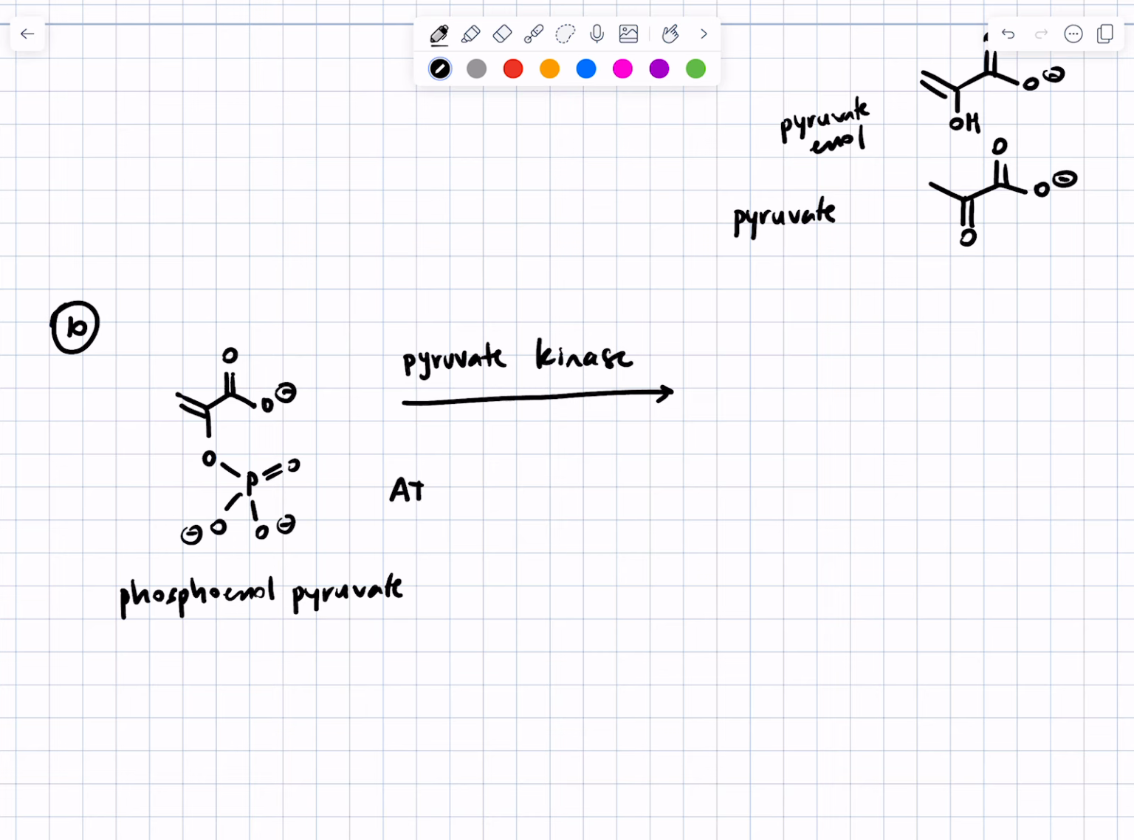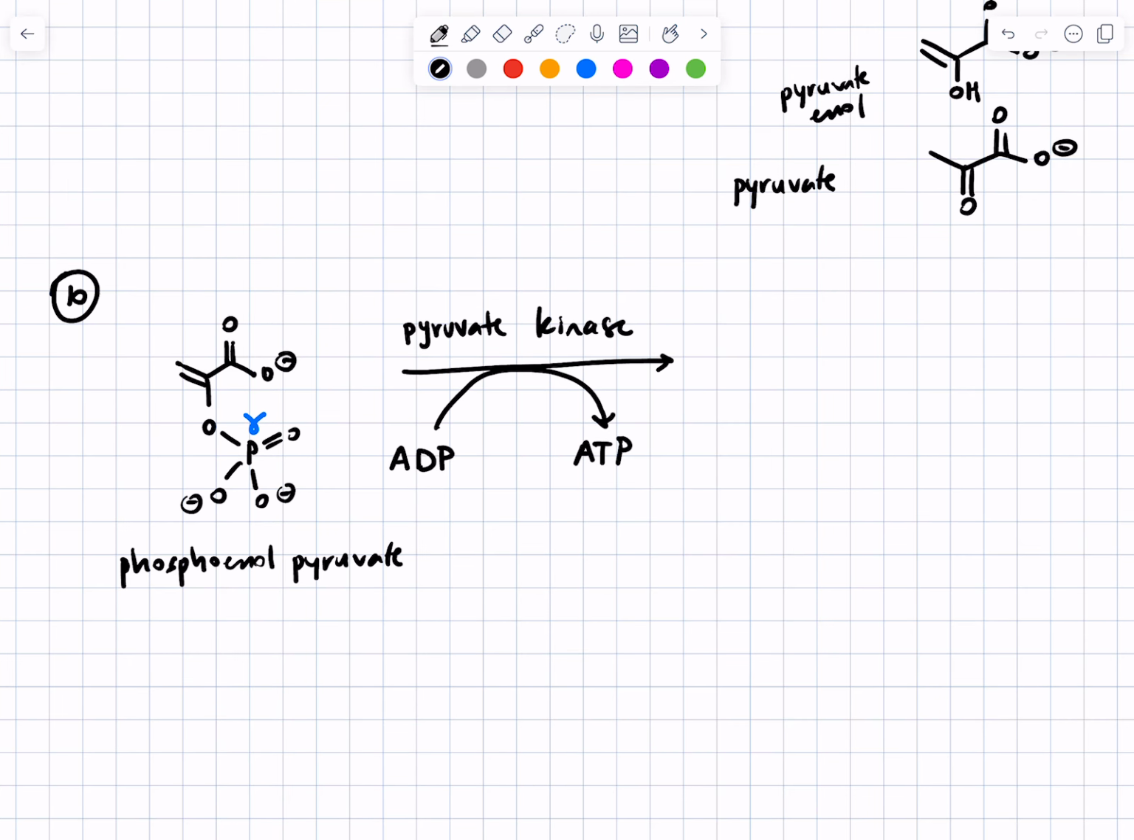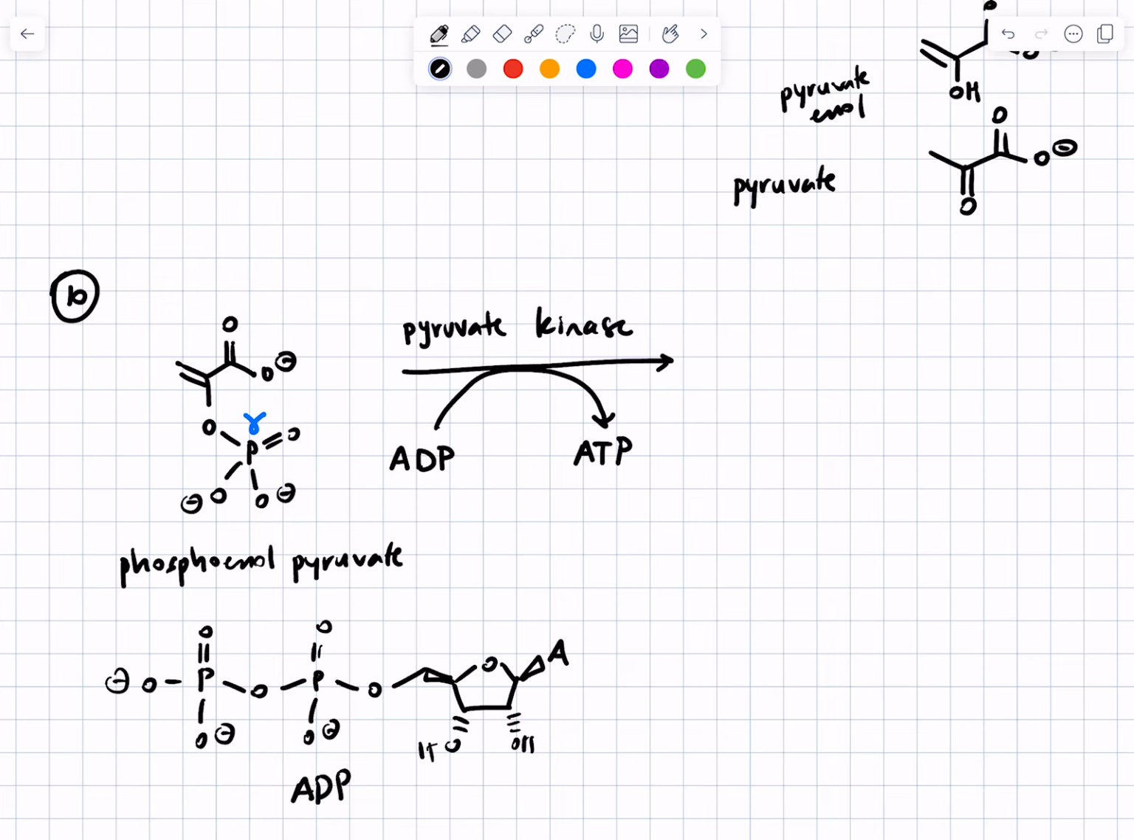This reaction will start with ADP. It will generate ATP. Again, this phosphate is going to become the gamma phosphate of ATP. The beta phosphate of ADP is going to act as a nucleophile to attack the phosphorus of phosphoenolpyruvate. I'm going to draw ADP here, and this is going to be the nucleophile. I'll draw just the first step. Lone pairs on the oxygen attack the phosphorus. We get our pentavalent phosphorus intermediate.